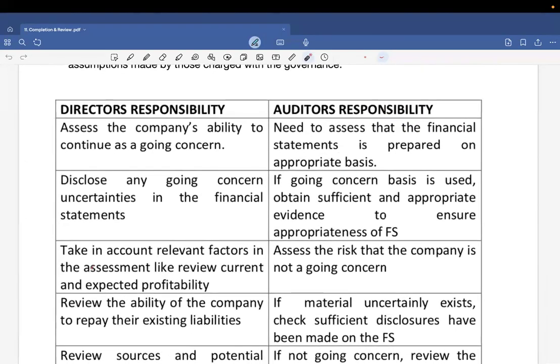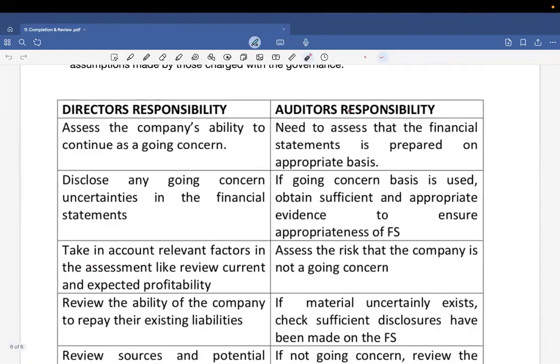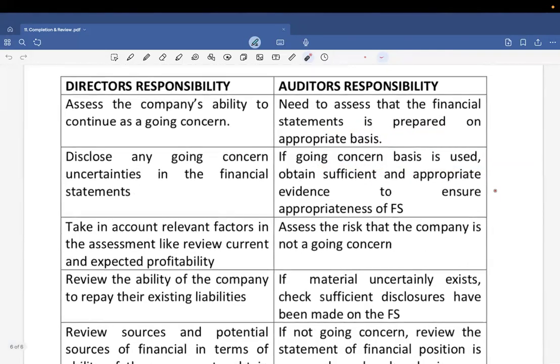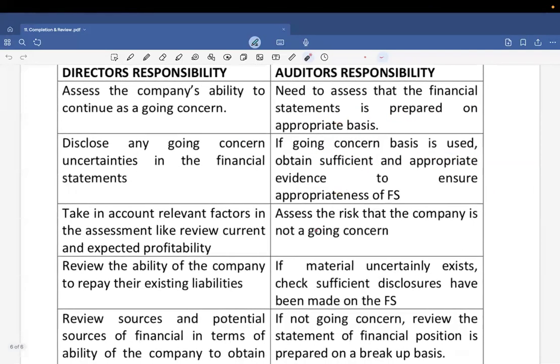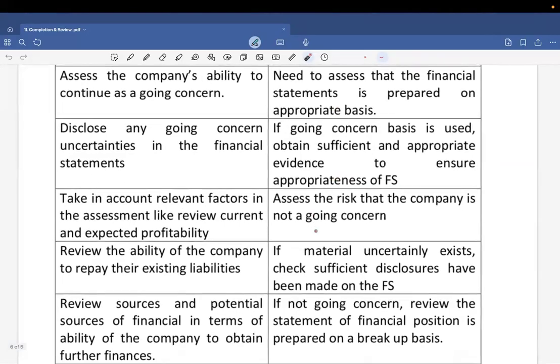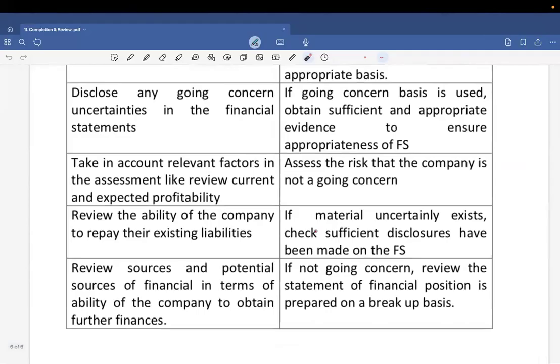Clear? Okay, so what is an auditor's responsibility? The auditor is going to assess whether the FS has been prepared on the going concern basis or not. Clear? So if the going concern basis is used, he's going to get sufficient appropriate audit evidence in order to ensure that. Clear? And the auditor is going to ensure whether the company is a going concern or not, if there is any risk like that. Clear?